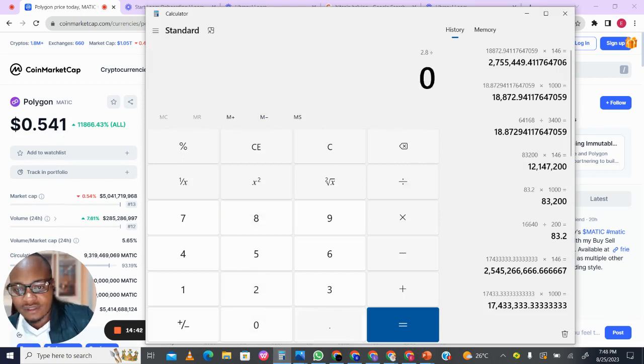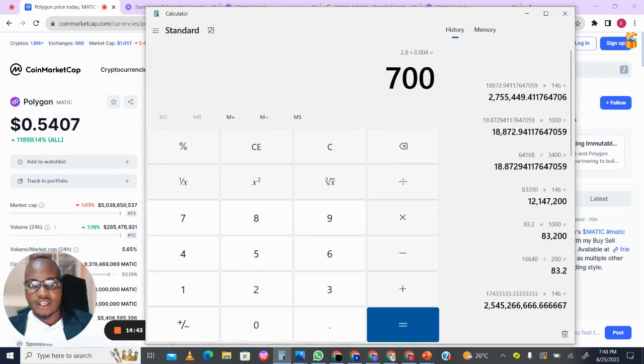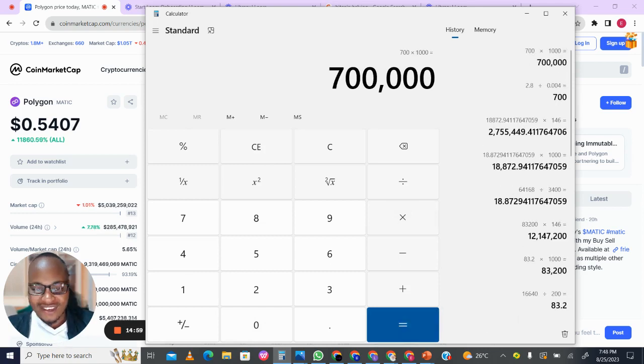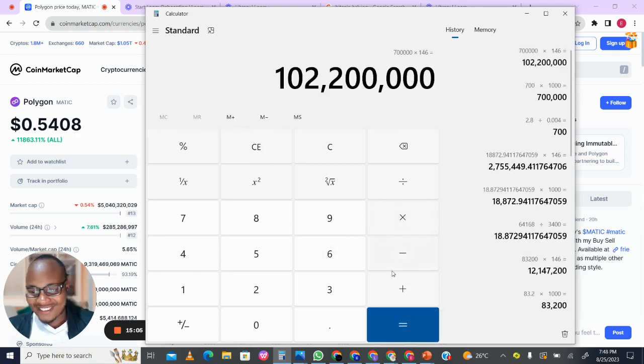$2.8 divided by 0.004. Actually, it went high 700 times. Imagine it went as high as 700 times. If you could have injected $1,000 here, you could have made around $700,000 during that period. In Kenya shillings, this could be around 102 million Kenya shillings.